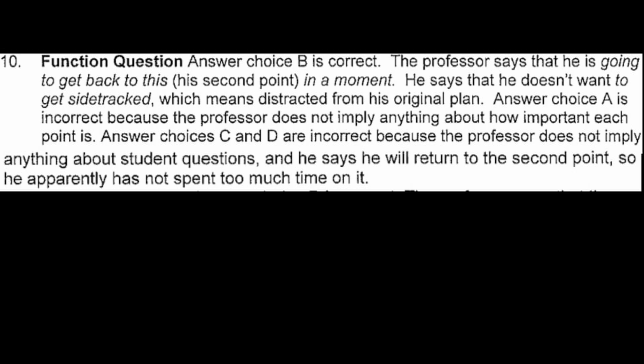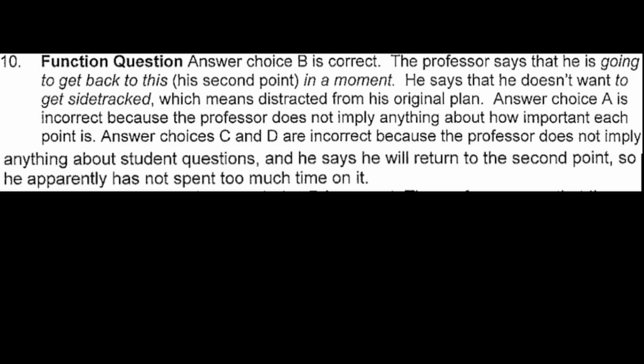Okay, and there's the answer. All right, here's number 10. It's the function question, listening for inference. B is correct. The professor said that he is, quote, going to get back to this, that is to say, his second point, in a moment. And he says that he doesn't want to get sidetracked. There's an idiom there. I'm not sure what sidetracked means. It means it distracted from his original plan. And hopefully from the lecture, from the context, you can infer that meaning.